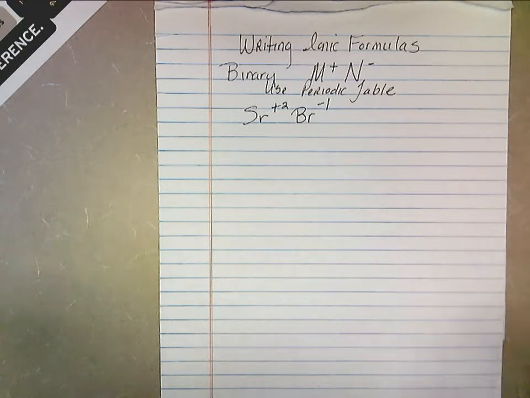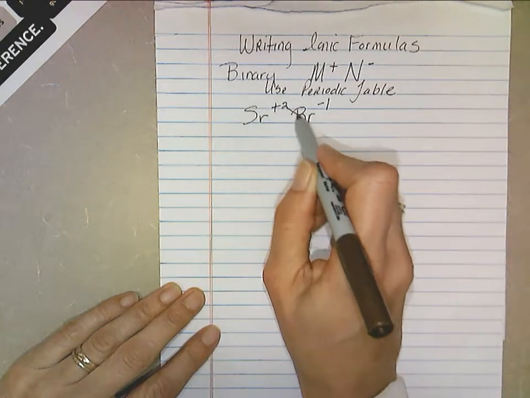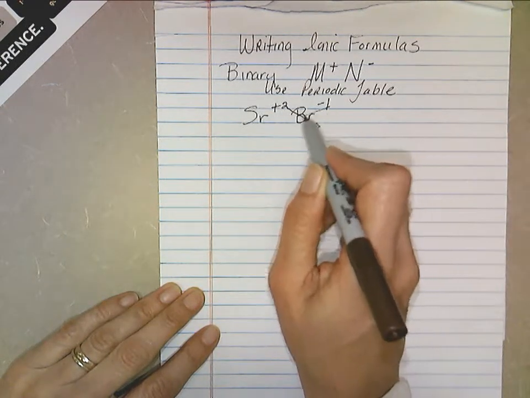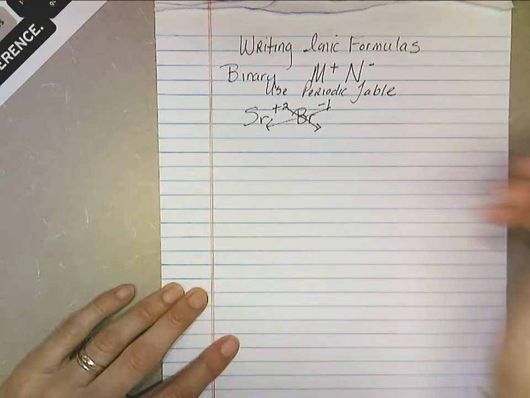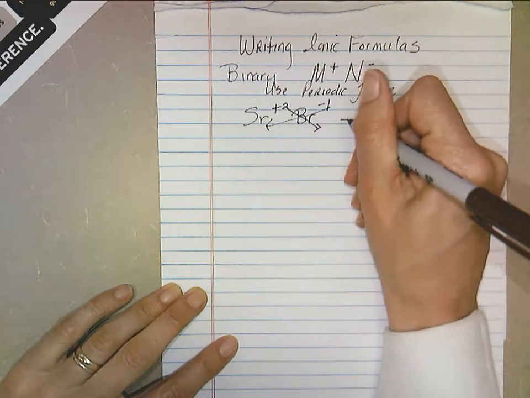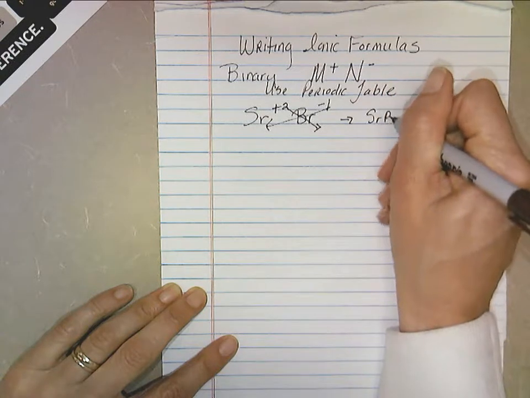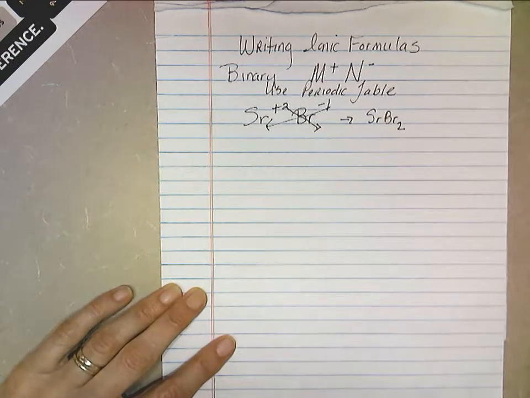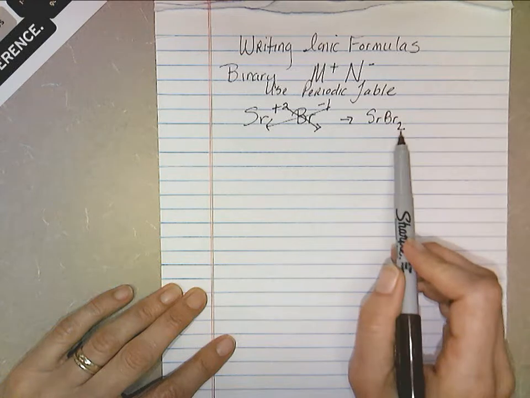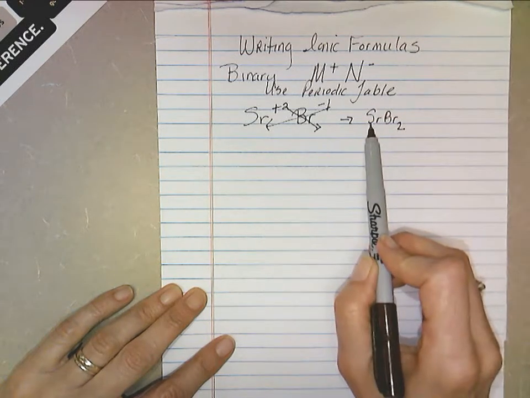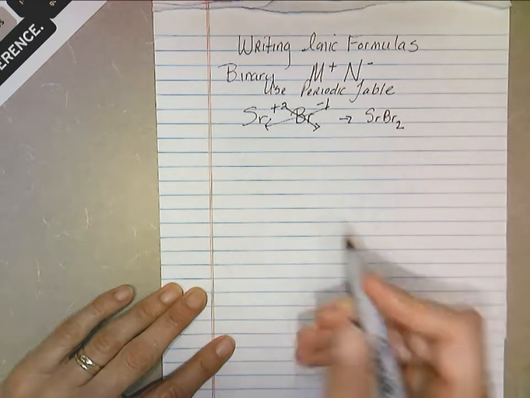So to write its formula, you take each number and cross it to the other atom so that it becomes SrBr2. Now you might be wondering, what does that mean? That means that there's one strontium and two bromine. Let me show you why.